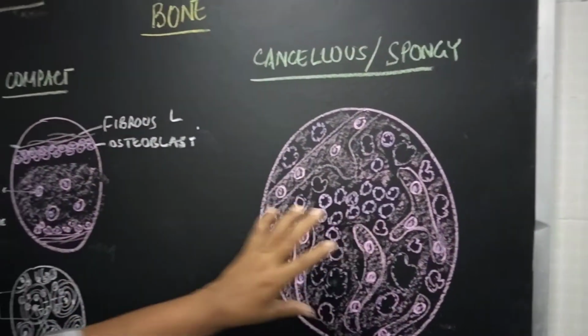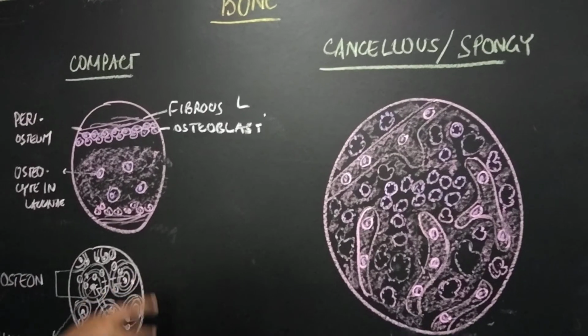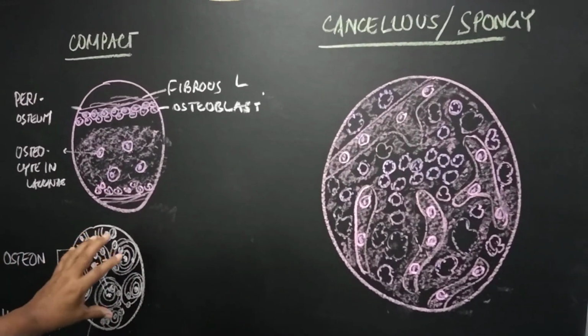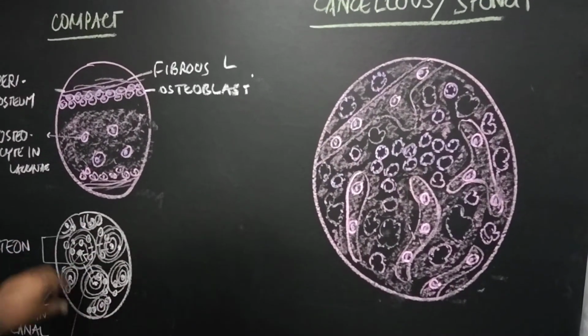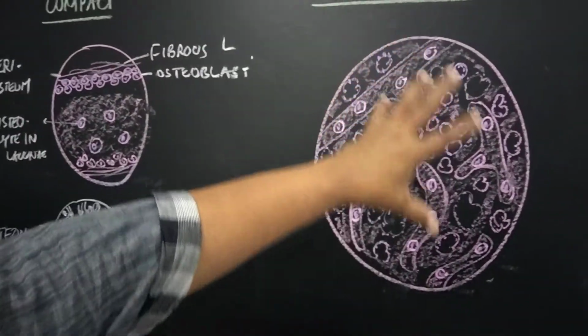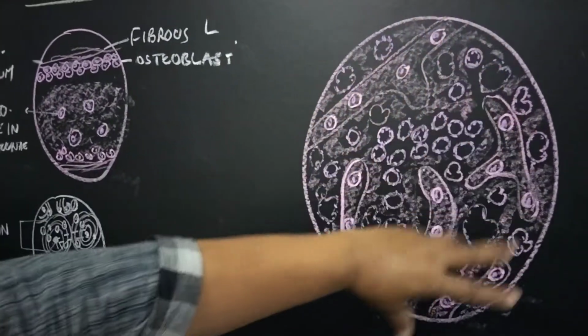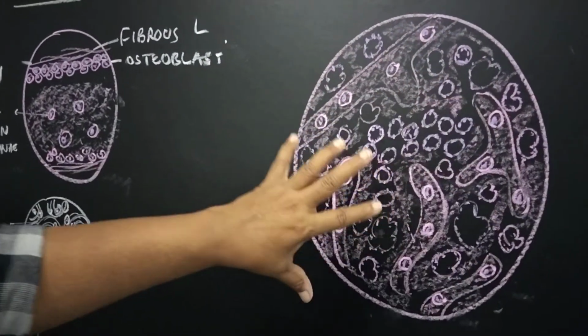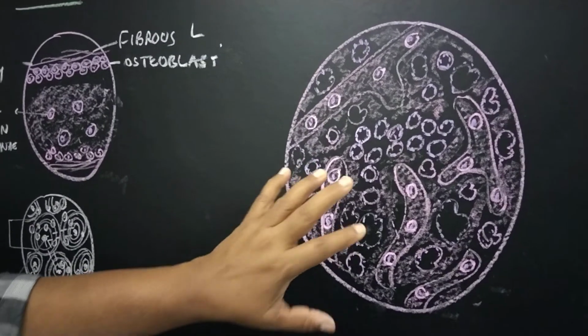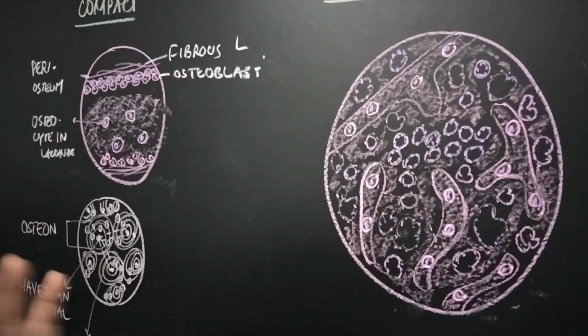Compact bone you have to see in the ground preparation, without any HE preparation, where the bone is chiseled and kept under the microscope. This is the Haversian system, which is clearly seen. In the cancellous bones, we see the trabecular pattern, prominently seen with the arrangement of the osteocytes within the matrix. This is what we see in the histology of the bone. Okay, this is just sclerous tissue.